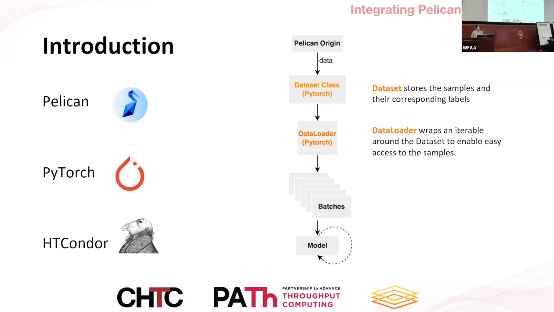Here's a graph showing a standard workflow. We first grab the data from the Pelican origin, and then the dataset class from PyTorch will store the samples and their corresponding labels. Then the data loader will turn the data samples into batches, and then it will be ready to train.